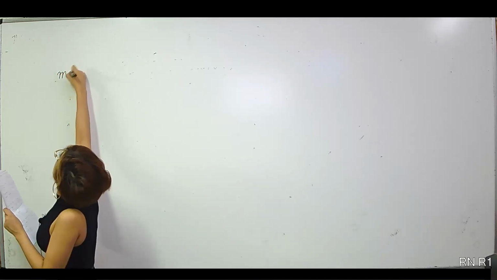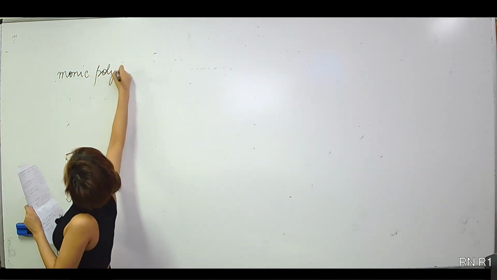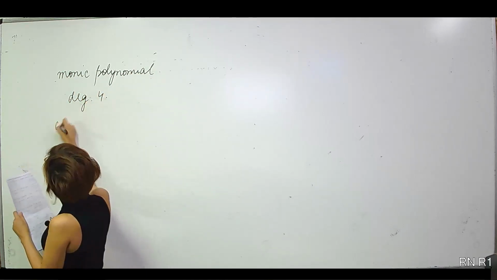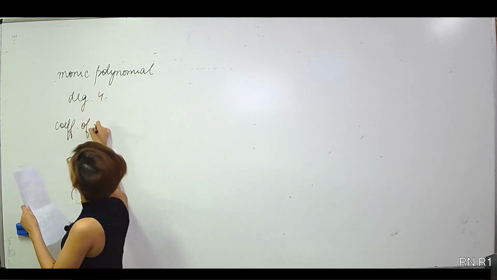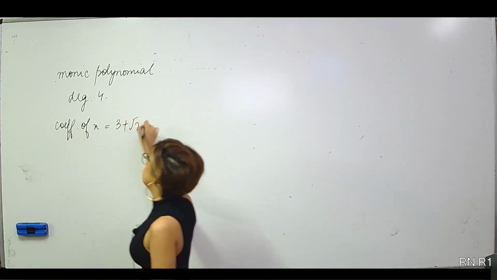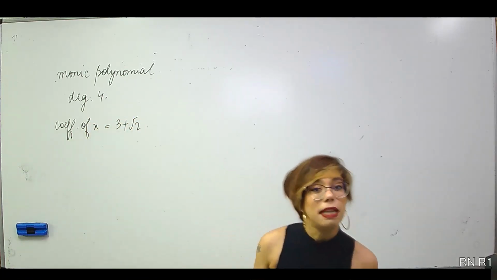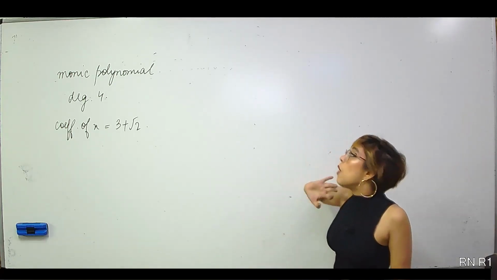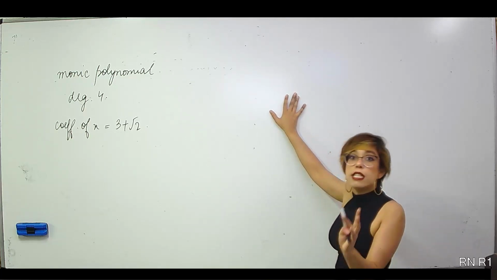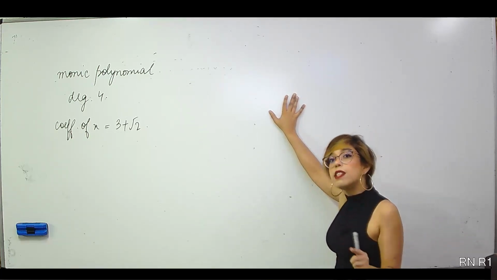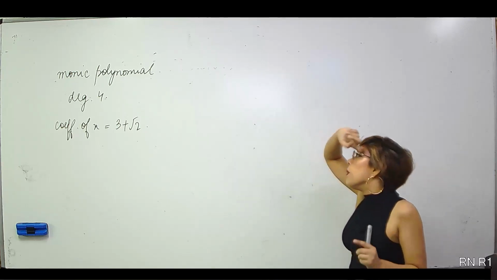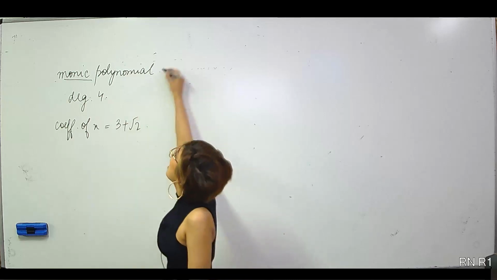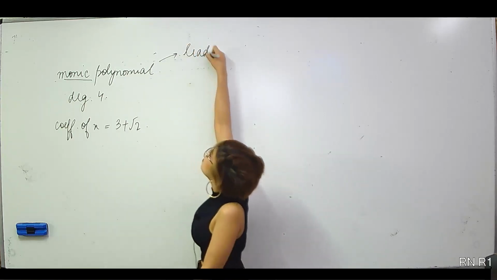A monic polynomial of degree 4 and coefficient of x is 3 plus root 2. Now the thing with mathematicians is, because they study too much, our imagination is dull. So write the polynomial as imaginatively as you can. I don't know whether that's a word, but you get my sentiment. Alright? Okay, now first of all, you say, ma'am, they do not know the meaning of monic. Now monic means any polynomial whose leading coefficient is 1.